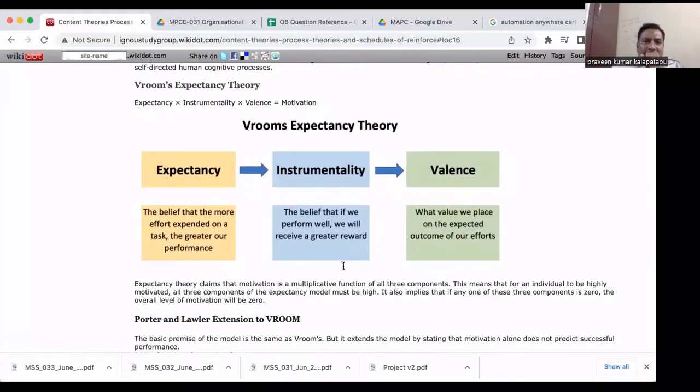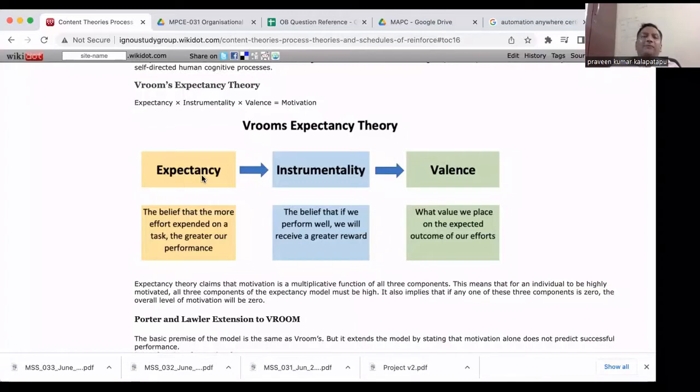So what does it talk about? Basically, what is expectancy? What we believe is that the more effort we put on a particular task, the more we expect greater performance, right? And as we perform well, we think that we will get a reward. So this is how our thought process is on the whole, from the motivation point of view.